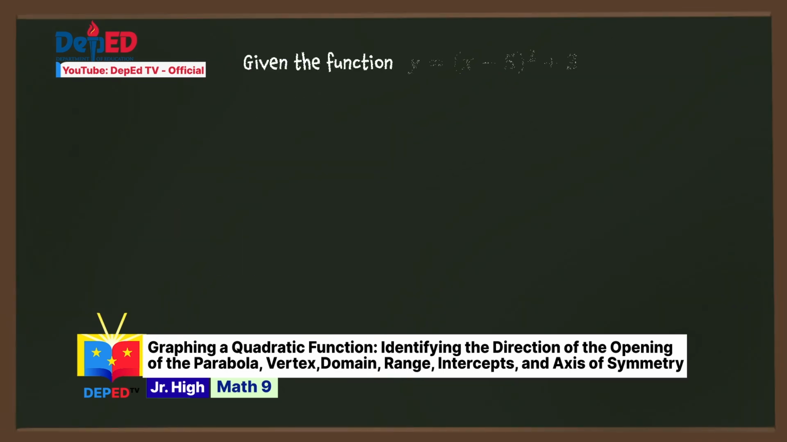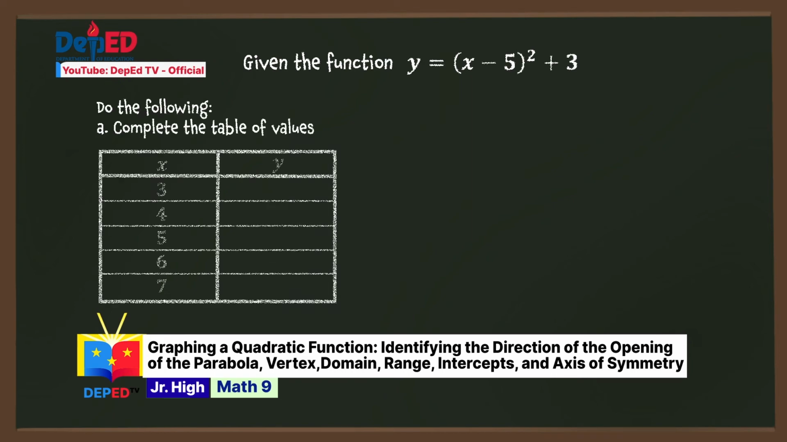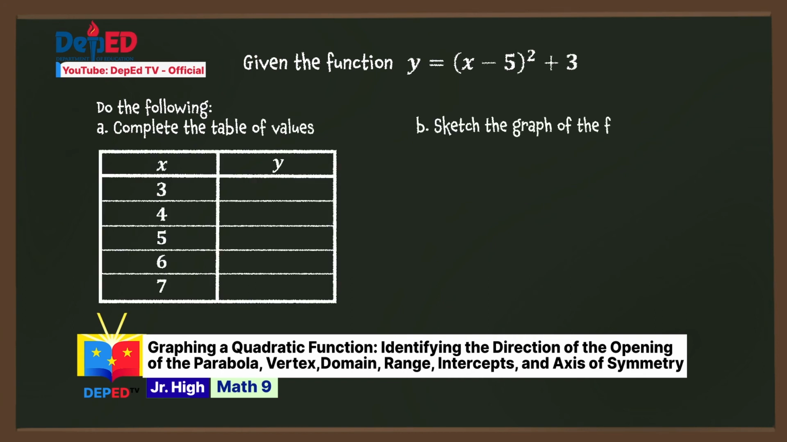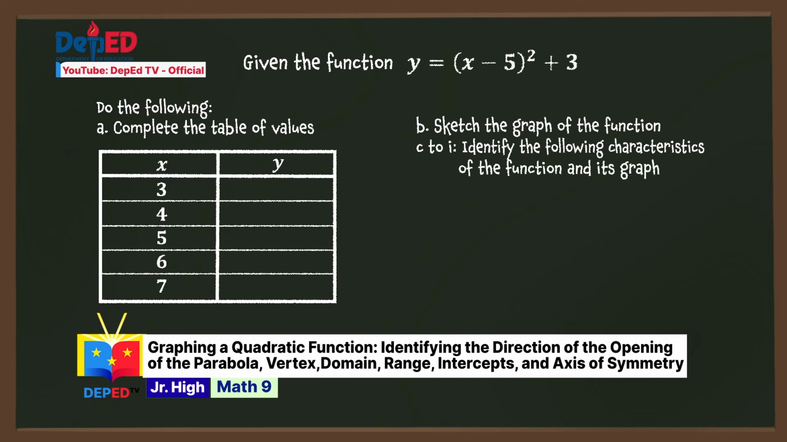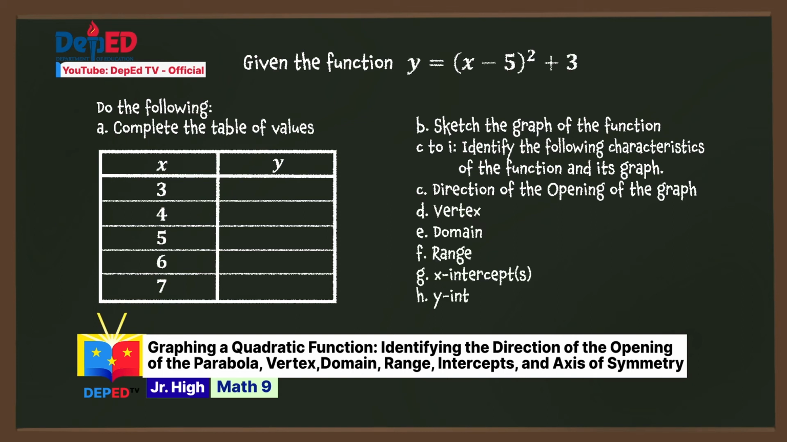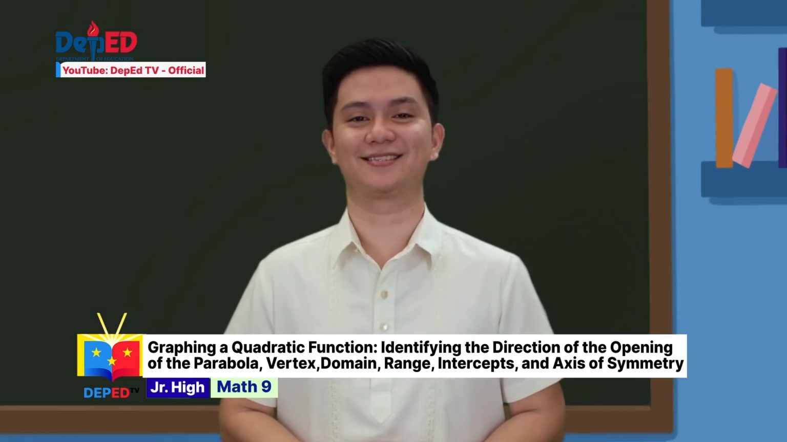Given the function y equals 2 times the square of (x minus 5) plus 3, do the following. A. Complete the table of values. B. Sketch the graph of the function. And from C to I, identify the following characteristics of the function and its graph. For C, direction of the opening of the graph. For D, vertex. For E, domain. For F, range. For G, x-intercepts. For H, y-intercept. And for I, axis of symmetry. You have 3 minutes. Go!